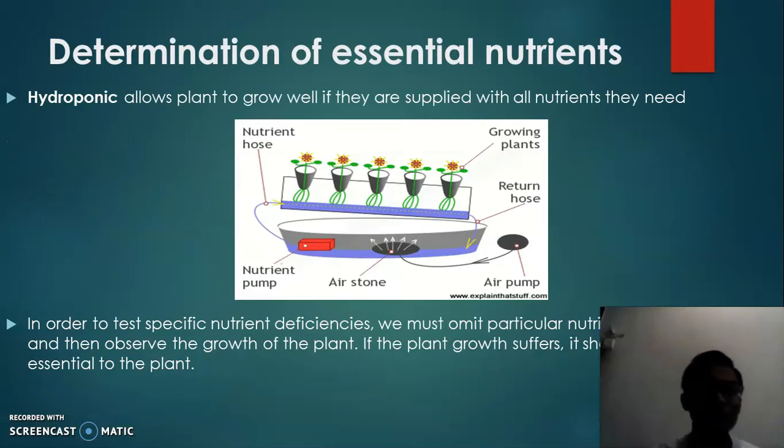We go to the next slide, which is determination of essential nutrients. Hydroponics allows plants to grow well if they are supplied with all the nutrients they need. This is the diagram of hydroponics. In order to test specific nutrient deficiencies, we must omit a particular nutrient in the medium and then observe the growth of the plant. If the plant's growth suffers, it shows the nutrient is essential to the plant.